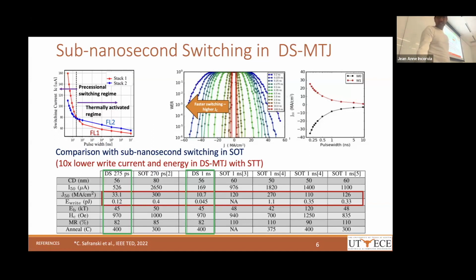Yeah, so I'll just, Kaiho will cover SOT, I think. So this is just a comparison to show that this can really compete with SOT, and it can actually consume lower write power and lower current compared to SOT in the sub-nanosecond switching regime.